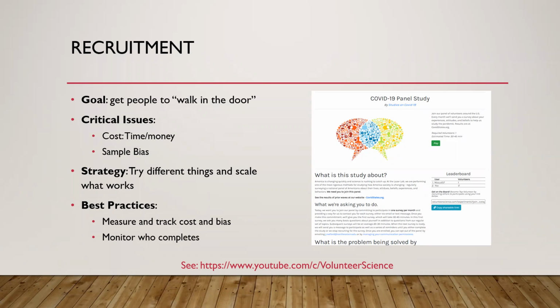In general, you want to try different things. And this is one of the nice things about online methods is you can change out your recruitment methods pretty easily. You can go from different social media platforms for advertising or Google Ads for advertising. If you need to switch to Mechanical Turk and use Mechanical Turk to do your longitudinal study, you can do that.